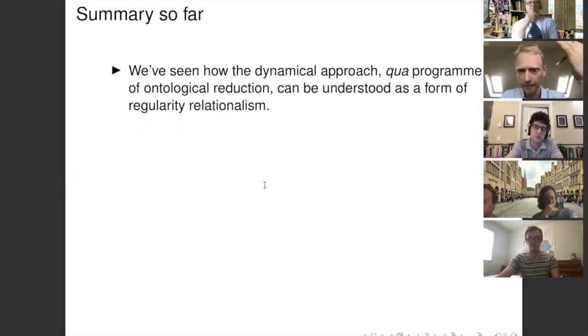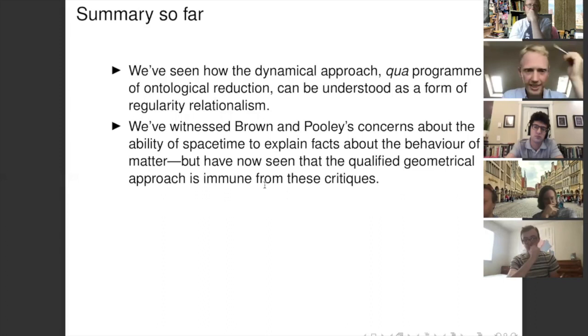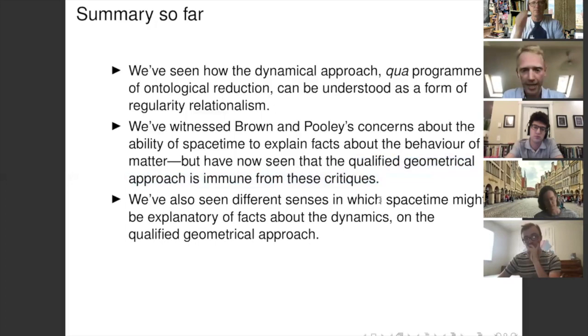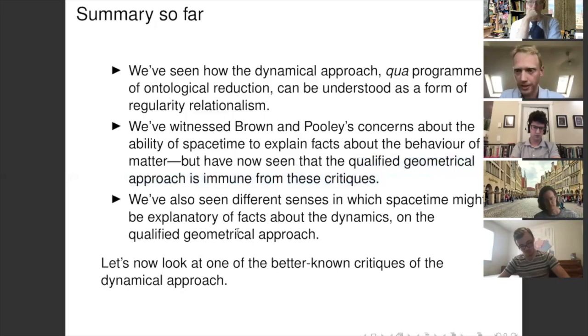So, to summarize here, and again, I'll pause for discussion. So far, we've seen how the dynamical approach can be understood as a form of regularity relationalism. We've seen Brown and Pooley's concerns about the ability of space-time to explain facts about the behavior of matter. But what I've tried to argue is that this is based on a certain kind of straw man view of the geometrical approach. And once we go to a qualified geometrical approach, it's not obvious that their critiques succeed. We've also seen different senses in which space-time might be explanatory of facts about matter or about the dynamics on this qualified geometrical view. And what I want to do now is to turn to a famous critique of the dynamical approach. But again, I'll just pause to see if anyone has any questions right now.